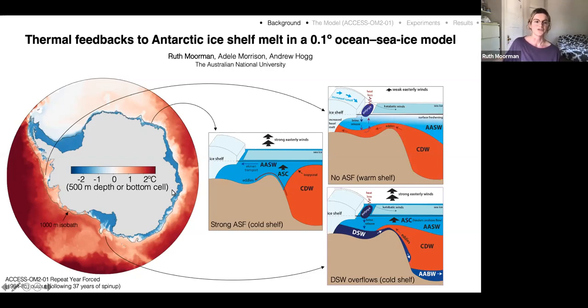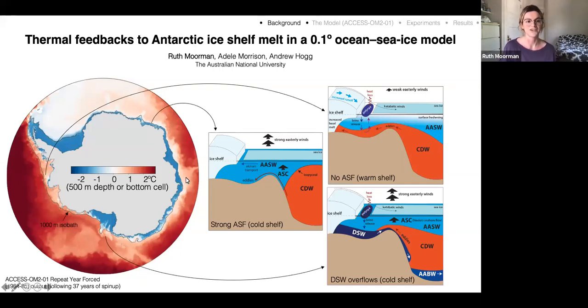So just to highlight what I'm trying to show with this map here, this is some output from one of our higher resolution models, where I'm showing the temperature of waters at 500 meters or at the bathymetry where it's shallower than 500 meters. And one thing that I really want to highlight is that there's just a lot of contrast between the Antarctic continental shelf and the open ocean.